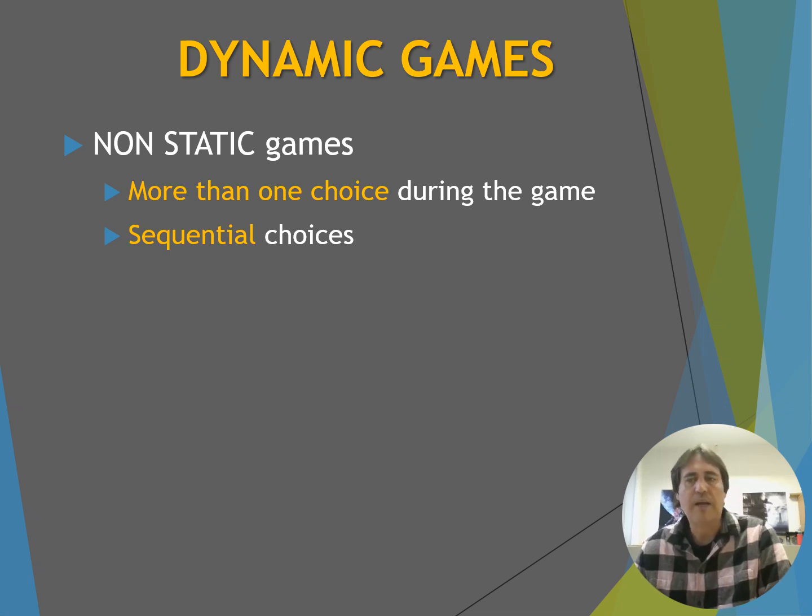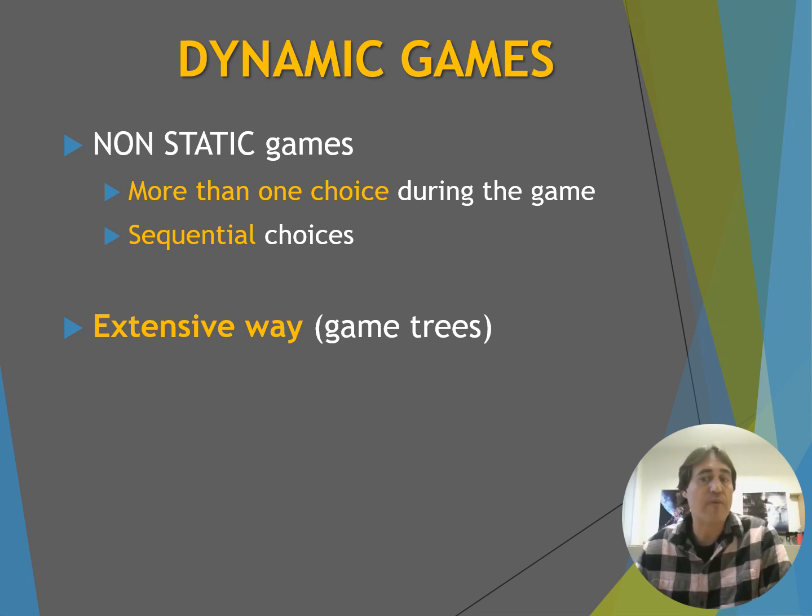information, that is, the description of the game. So far, we have only seen how to describe a static game in a strategic or normal way. However, apart from the normal way, any game, whether static or dynamic, can also be described in an extensive way. To describe a game in an extensive way, as we saw in previous videos, we need to describe graphically or with words its decision tree or game tree.